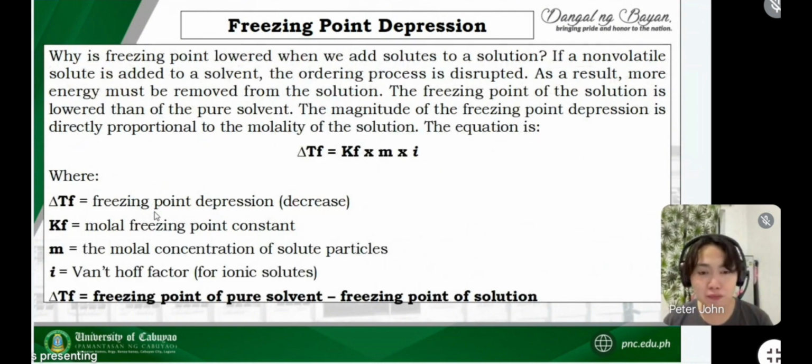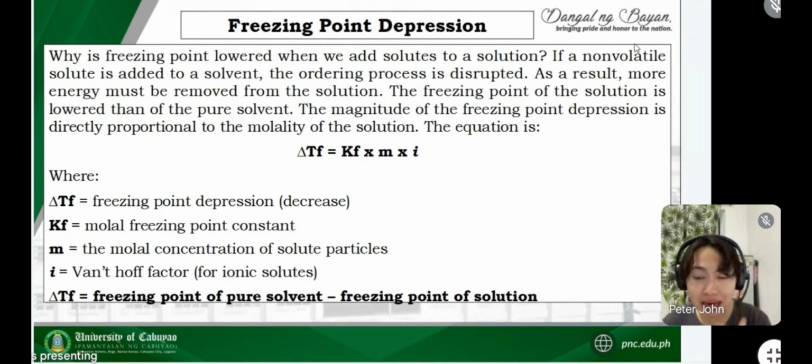Why is the freezing point lowered when we add solute to a solution? So, ito yung tanong natin kanina. So, why daw bumababa yung freezing point ng mismong solution when we add a solute? If a non-volatile, so again, non-volatile siya, so hindi basta-basta nag-evaporate, a solute is added to a solvent, the ordering process is disrupted. So, ibig sabihin, hindi naapektuhan ng buong-buo mismo yung solution. As a result, more energy must be removed from the solution. The freezing point of a solution is lower than the pure solvent.